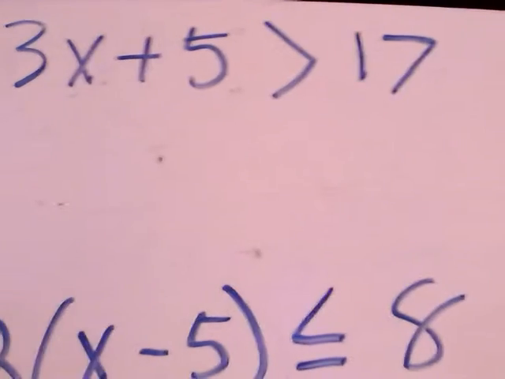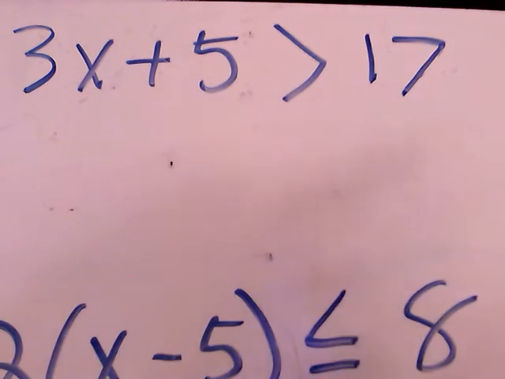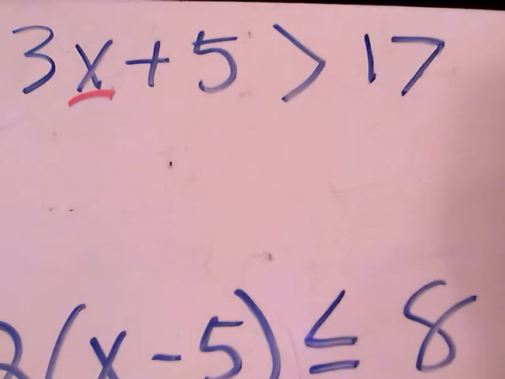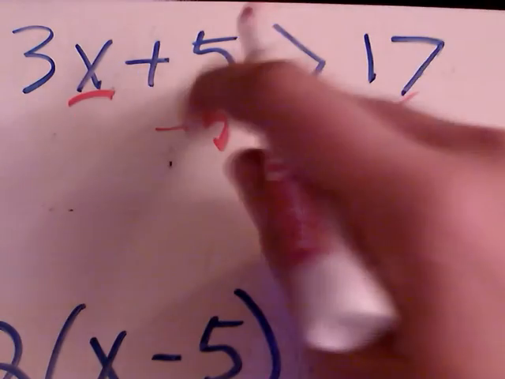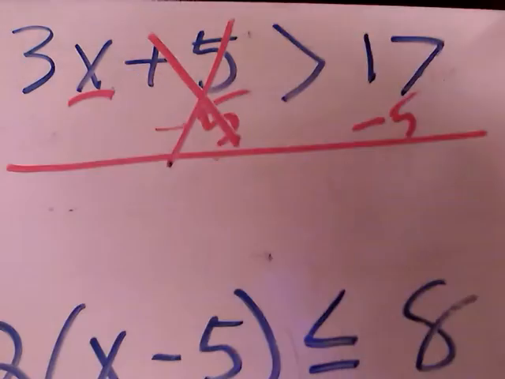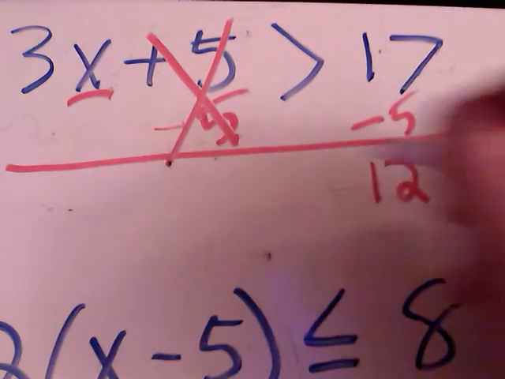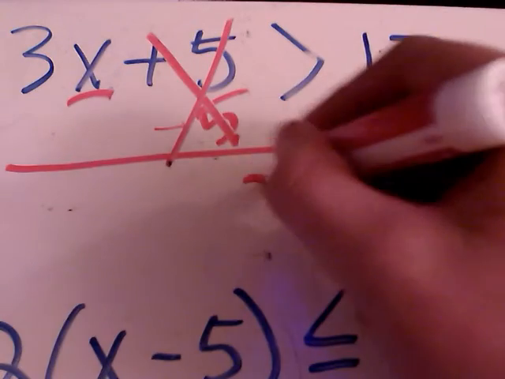Alright, so the first one we'll talk about is this one on the top. 3x plus 5 is greater than 17. So we treat this the same way as if there's an equal sign there. Remember, we're going to get x by itself. First thing we do is subtract by 5. Subtract by 5. This 5 gets canceled out because plus 5 minus 5. 17 minus 5 is 12. We keep the greater than sign. And then 3x, I'm going to move it over here.